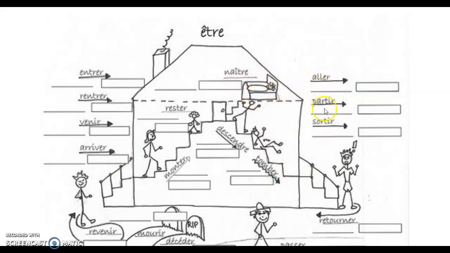Then we have some going verbs. Aller is to go, partir is to leave, sortir is to go out or exit. We have retourner, and then at the bottom we have a couple that don't necessarily fit. You have passer, which is to physically pass by a house, and then we have mourir, which is to die, and décéder is to decease. So we have the beginning with to be born, the end with to die, and then all those actions that are going on in between. That's one way of thinking about it.